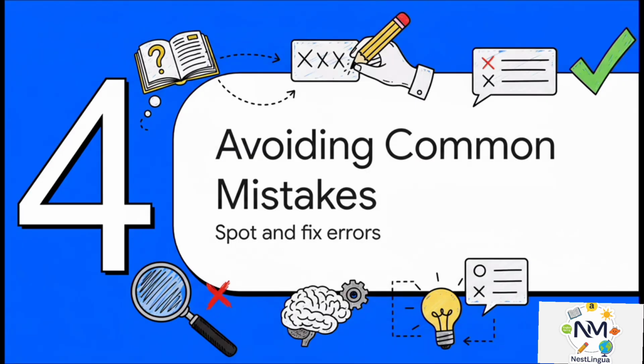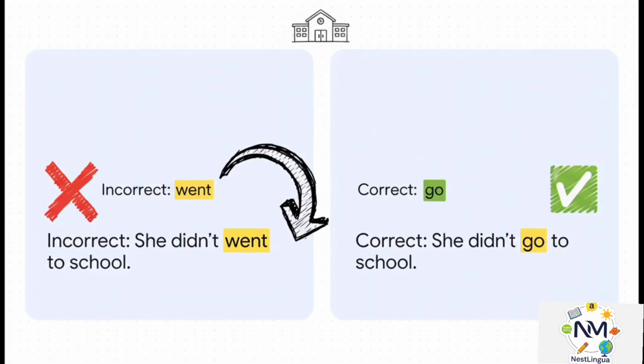All right, now let's do some error spotting. Knowing what not to do is just as important as knowing what to do, and this is going to make your English so much more accurate. Okay, here's a classic mistake. I see this all the time.